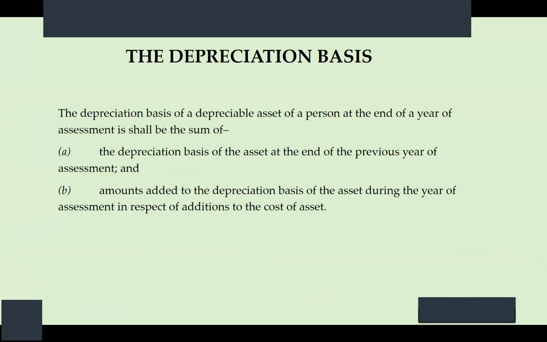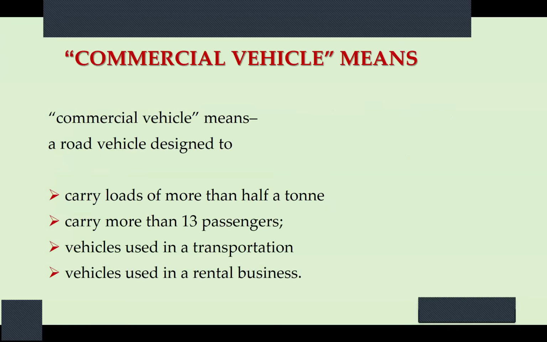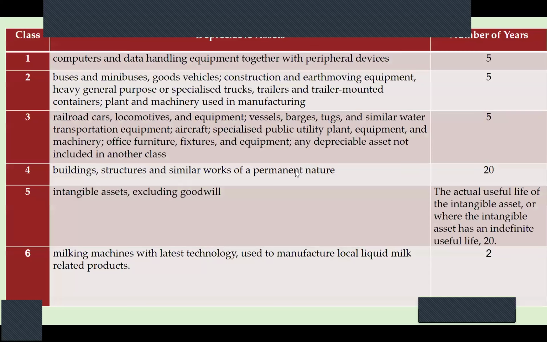Then what is the depreciation basis? Depreciation basis is the written down value or the cost. Then that is the depreciation basis. Then I have explained about commercial vehicles. Then this is the schedule in the Act, Schedule 4. So it has given the number of years over which we can deduct capital allowances. So that is why we are dividing cost by 5 or 20 or 2 or again 20.